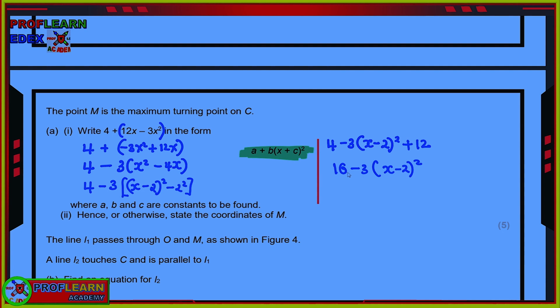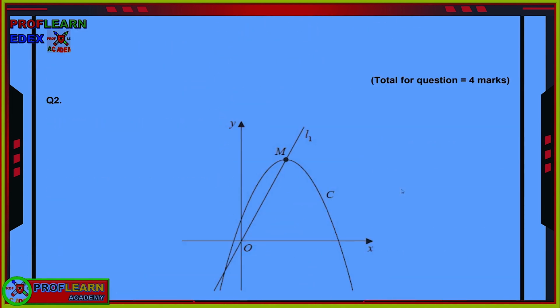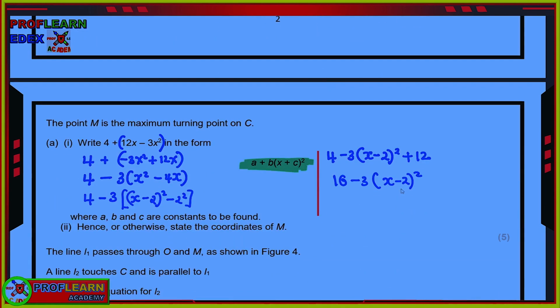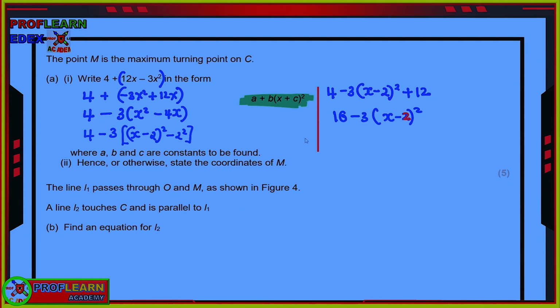Now, once you have completed the square, you need to know where it helps you. Whenever you have completed a square of this form, remember this can give you a turning point. 16 becomes the y coordinate, and the negative 2 there, we take the opposite sign to be the x coordinate of the turning point. So we are going to write the coordinate of M, and M, remember, was a turning point. So our coordinate M, we shall take positive 2 there for x. M becomes (2, 16).